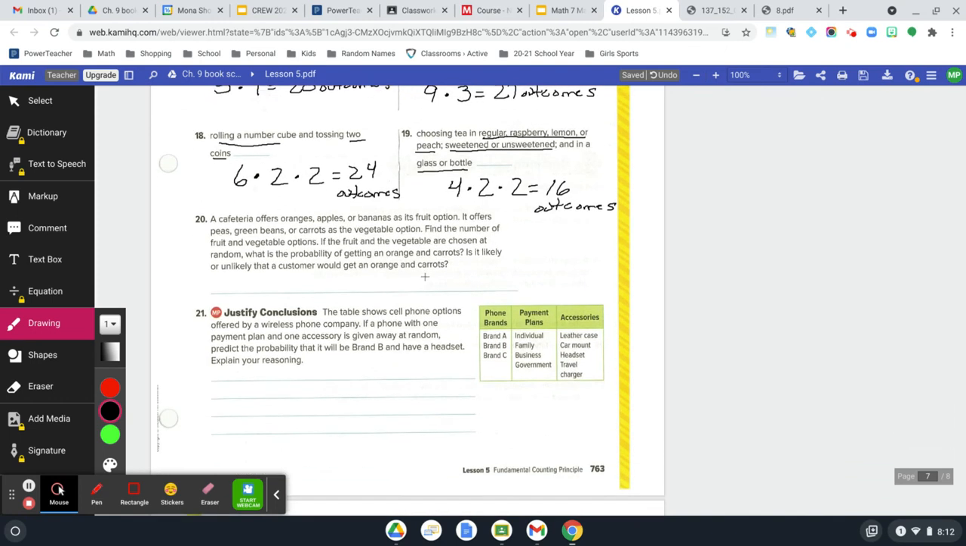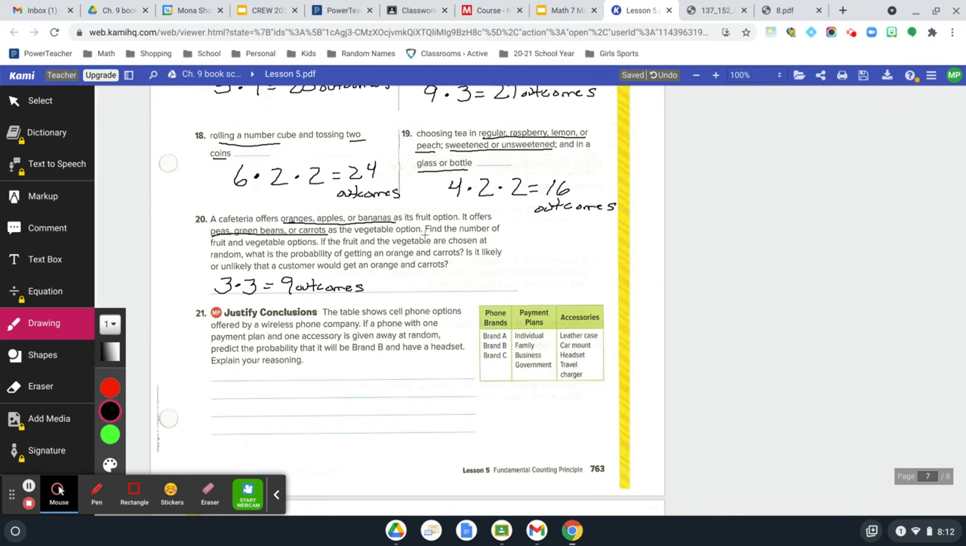And then we're going to look at number 20 lastly here in the book. So a cafeteria offers oranges, apples, or bananas as its fruit option. It offers peas, green beans, or carrots as the vegetable option. Find the number of fruit and vegetable options. So let's start with that. There are 3 fruit options times there are 3 vegetable options. So that means you have 9 outcomes or 9 combinations of what you want at the cafeteria. So you can get oranges and peas, oranges and green beans, oranges and carrots, apples and peas, and so on.